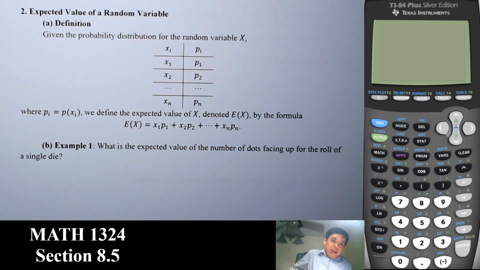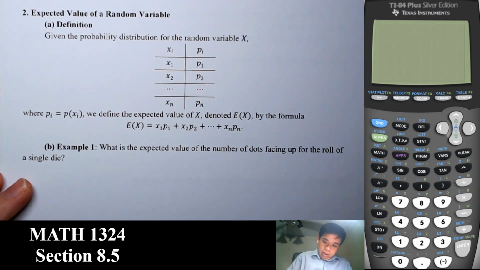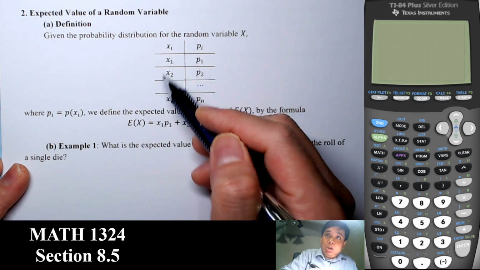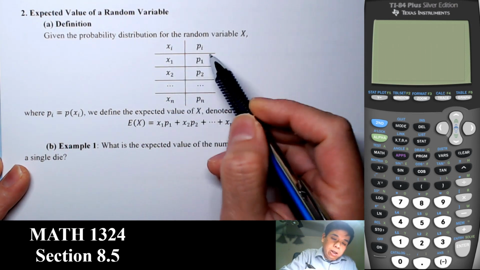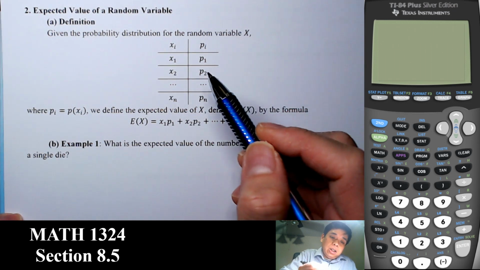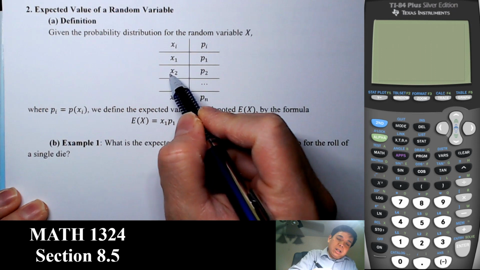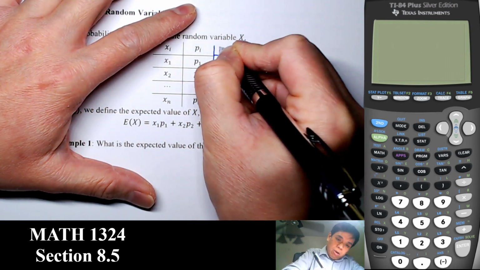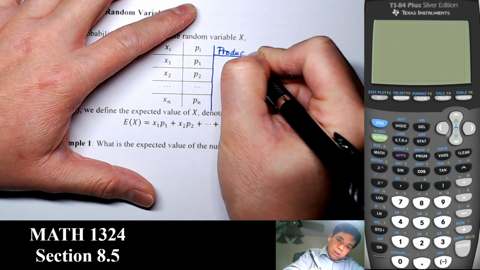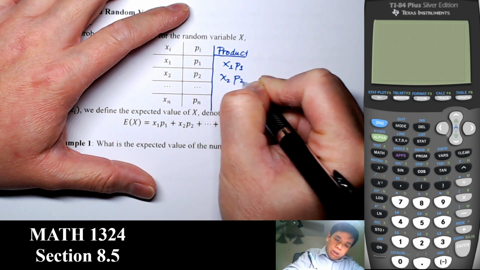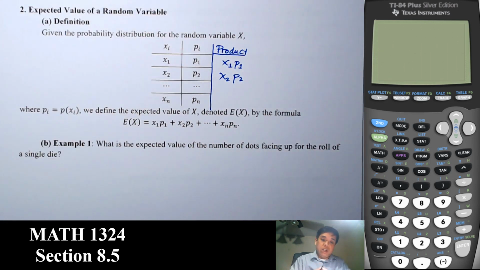So, expected value of a random variable. If we have a probability distribution, so we have some variable and then we have the probability, the expected value is equal to the sum of all the products. So pretty much we multiply x1 times p1, then x2 times p2, and we add all of them up, and we have what we call the expected value.